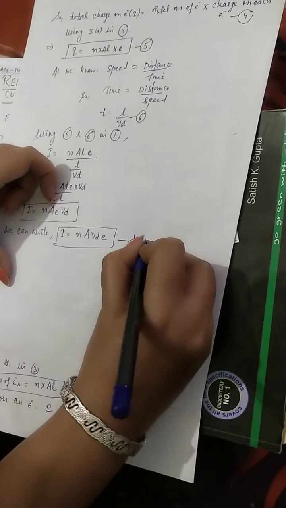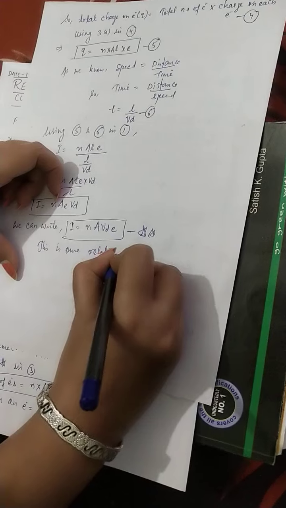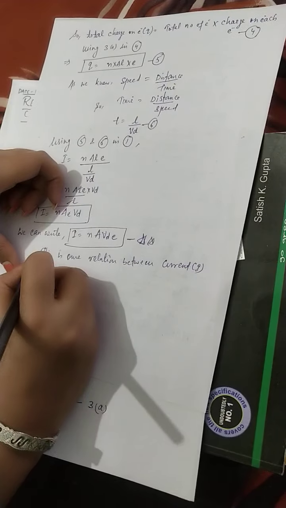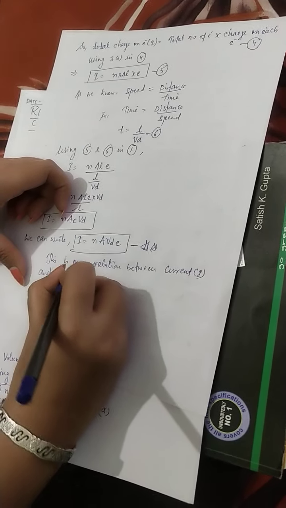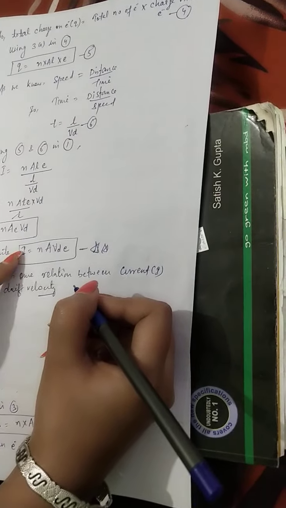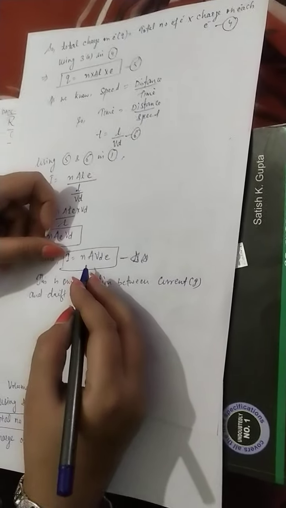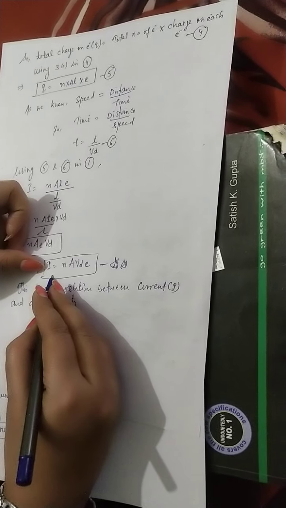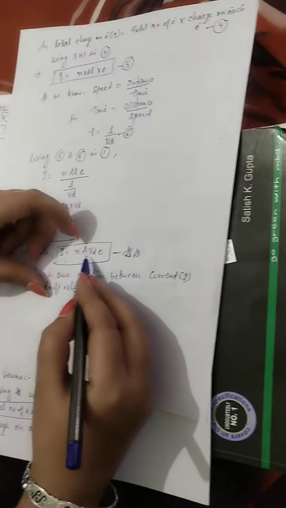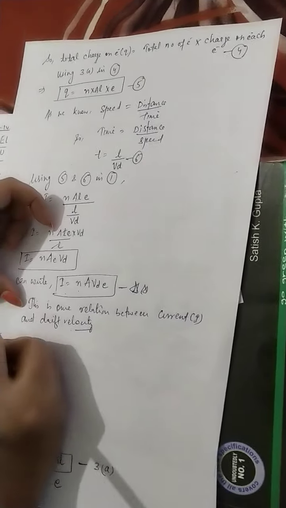So this is our relation between current I and drift velocity. We have got this relation, and there is one trick to remember it. We can remember this relation by the NAVE formula, the Navy formula.